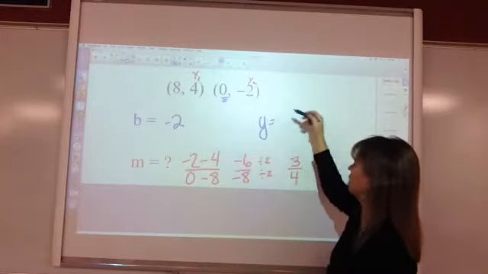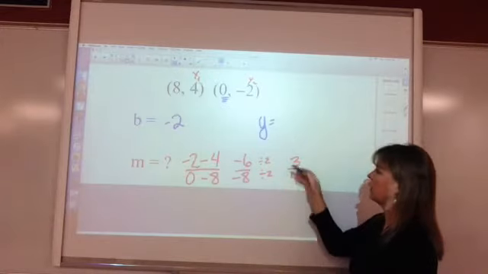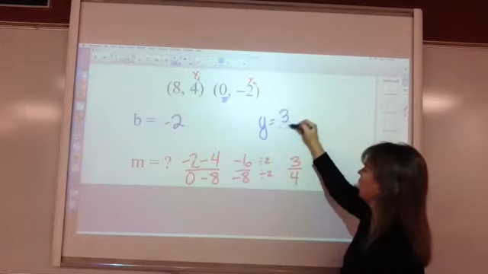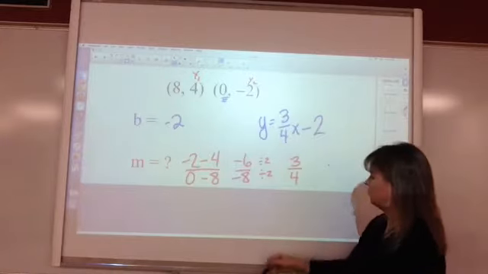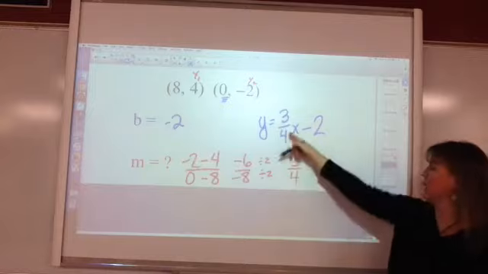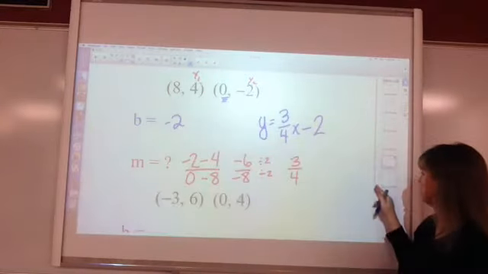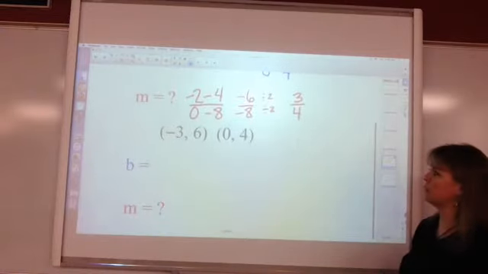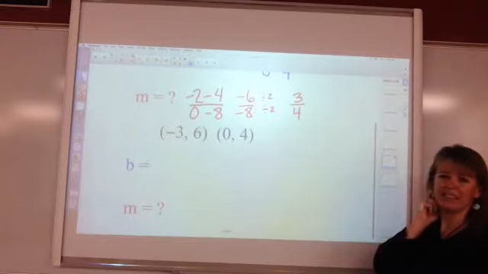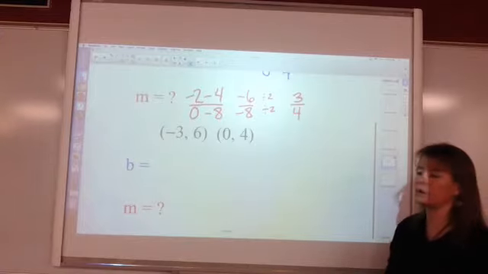Final answer, make sure you always finish and put it back into an equation. We're not just looking for m and b. We want y equals 3/4 x minus 2. Put your m where that belongs. Put your b where that belongs. Last one. Finish up. Write it down. Pause the camera. Try this on your own.